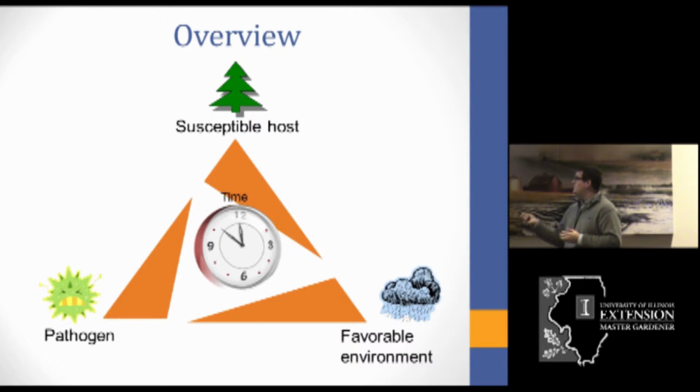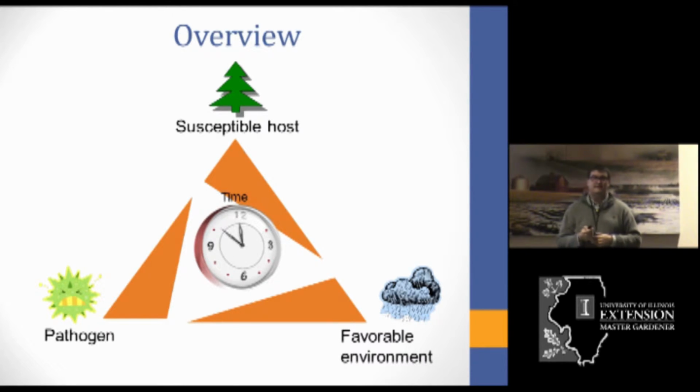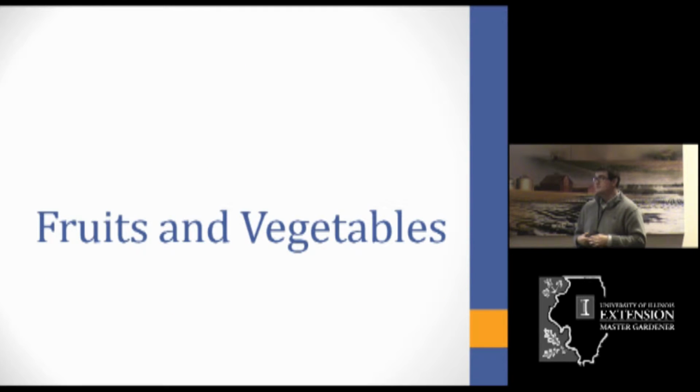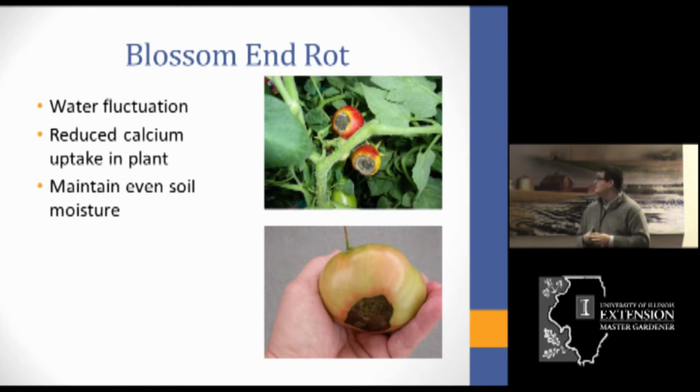I mentioned favorable environment, and a lot of times this year we ended up having something that looked more like this. We had a lot of rain early in the growing season that led to a lot of diseases that we're going to talk about soon. So we're going to talk about diseases of fruits and vegetables first, and then we'll talk about diseases of ornamentals. As far as fruits and vegetables go, I'm mainly going to focus on tomatoes, which is my favorite crop, of course, and some that have some really common diseases that we get a lot of questions about. So the first problem of tomatoes is blossom end rot.